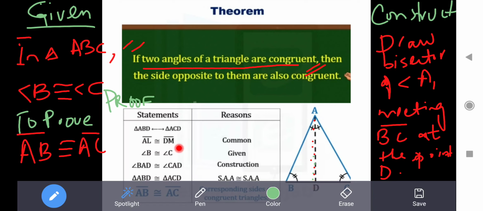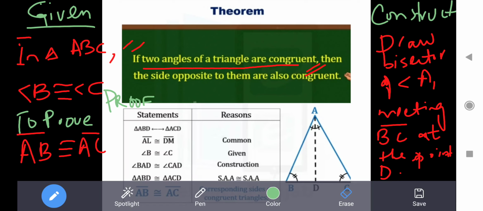Why am I writing AL, DM? Because you can see in one triangle you can say L, or in another triangle you can say this point M. So you can write it down like this: AD is congruent to AD. Why? Because it is common. Clear? Then what is it? Angle B is congruent to angle C.